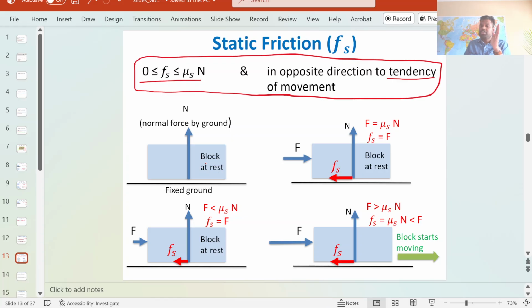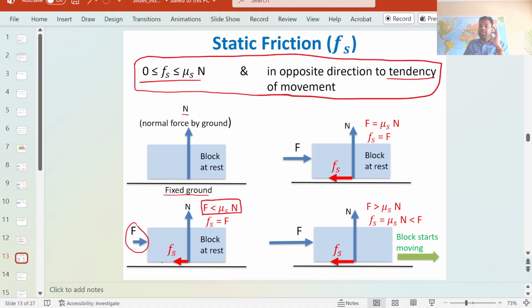First, the block is at rest, the ground is fixed ground, the block is not moving, and normal force by the ground on the block is N. Now, we apply a force F. We push the block to the right with a force F. And let us say that F is less than mu Sn. So mu Sn is a number, right? So that force that we are applying on the block is less than that.